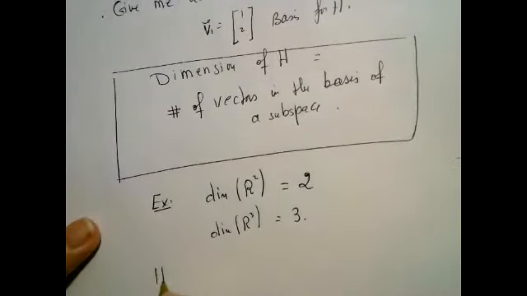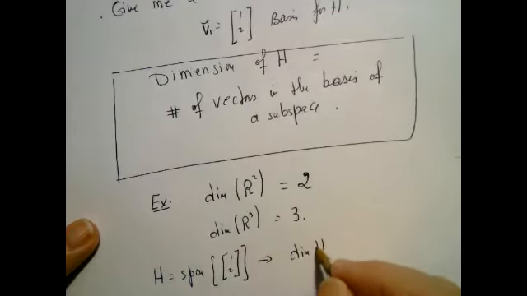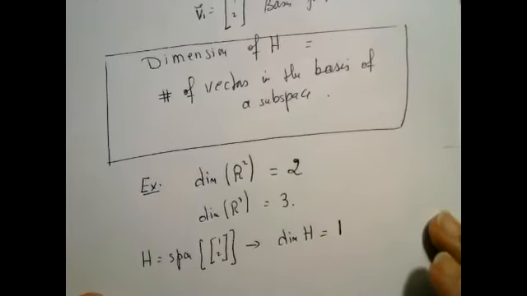Now, if H is the span of (1, 2), so that's an example, then the dimension of H is equal to 1. So H is one-dimensional.